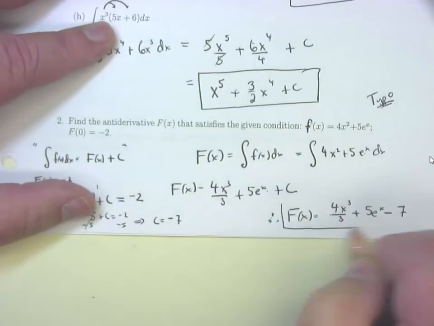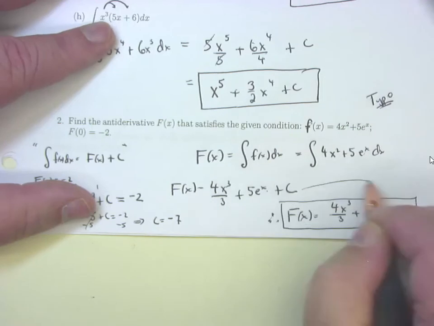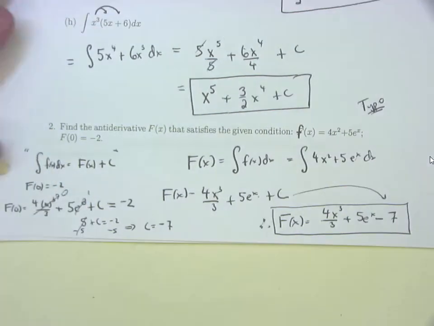And this is my answer. I just plugged in for c, the negative 7. Does that make sense? This initial condition is just used to figure out what the plus c is, so now you actually have the unique function for this problem. Does that make sense?